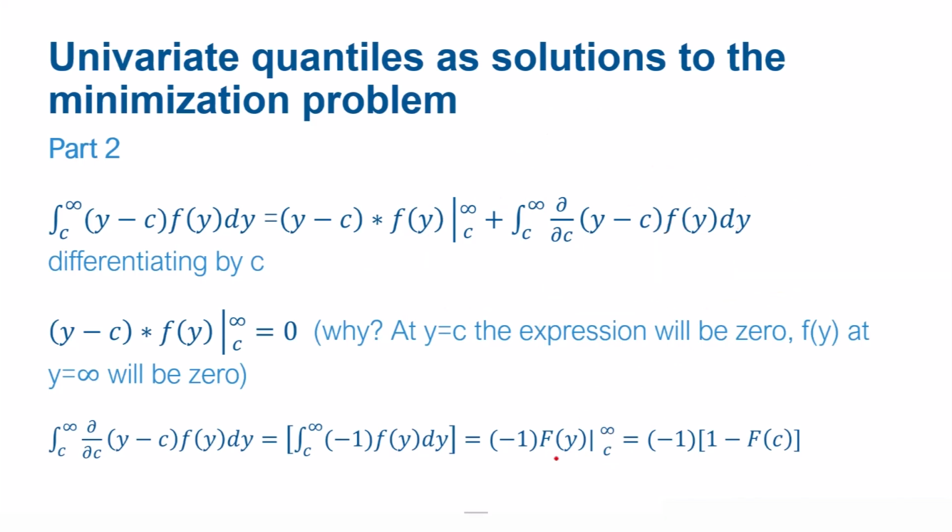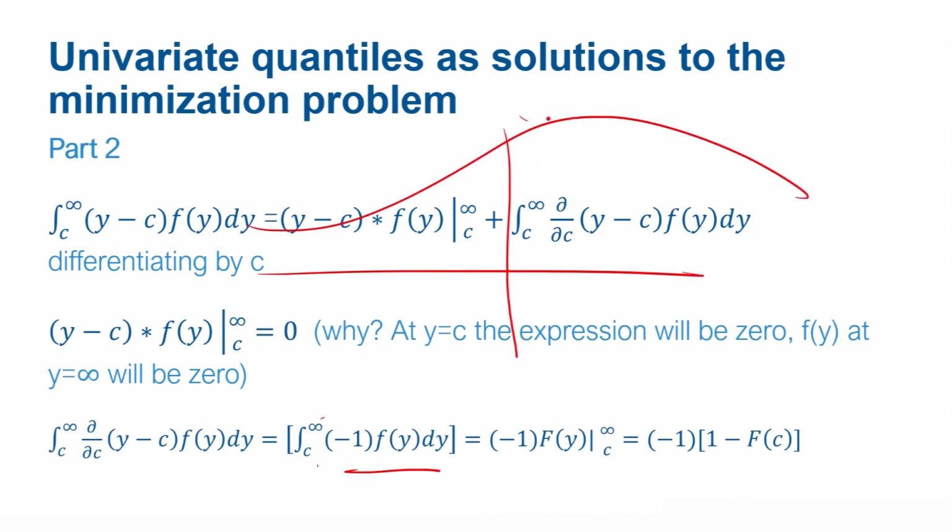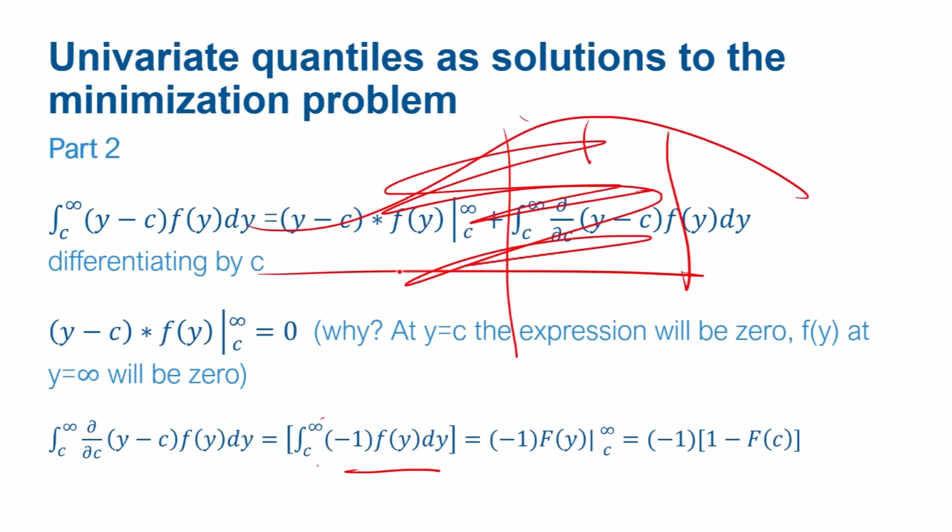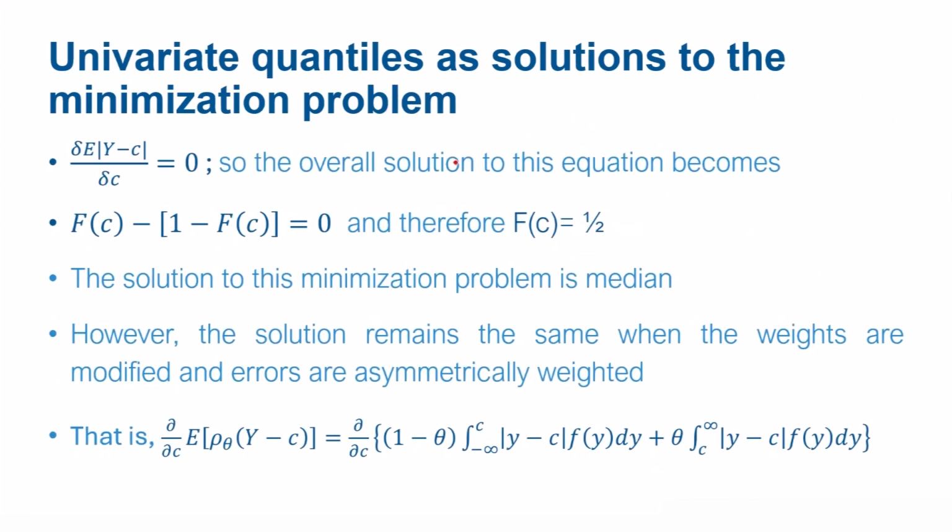So when I integrate this function from c to infinity, earlier I integrated the left side of it, which was the cumulative probability F(c). Now I'm integrating c to infinity, which will be nothing but 1 minus F(c). So this becomes 1 minus F(c) multiplied by minus 1. And therefore my overall resulting expression becomes F(c) minus (1 minus F(c)) equal to 0. Solving for this, we get 1 by 2. And this is the minimization problem from this approach, the minimization problem for a solution to the median.